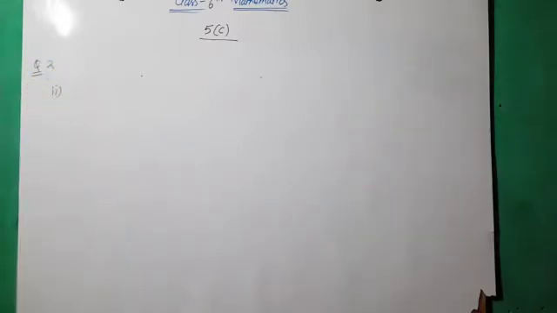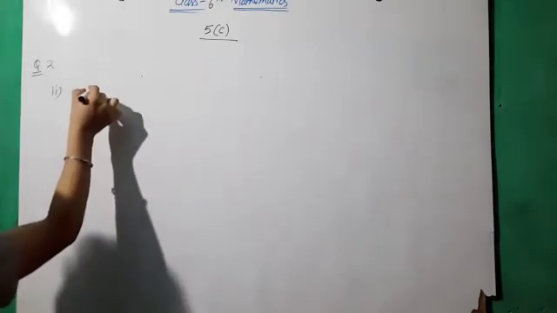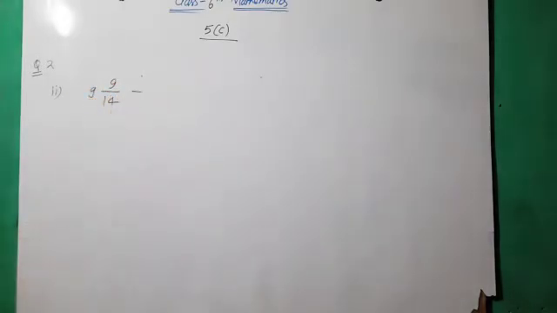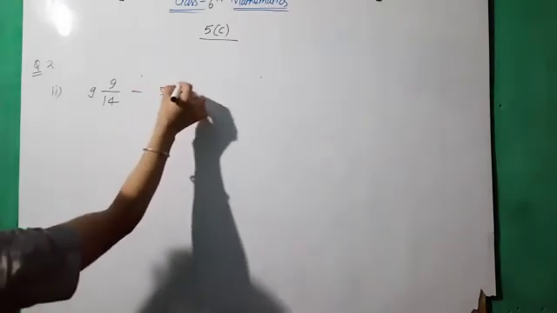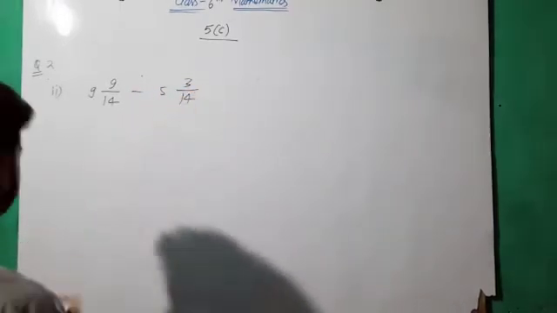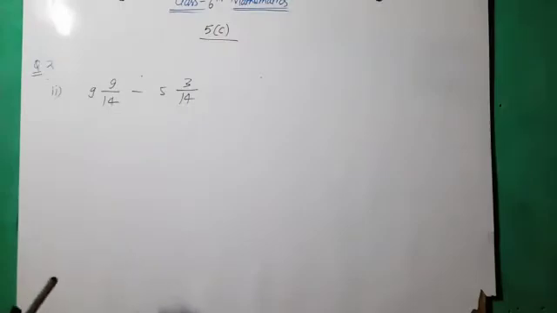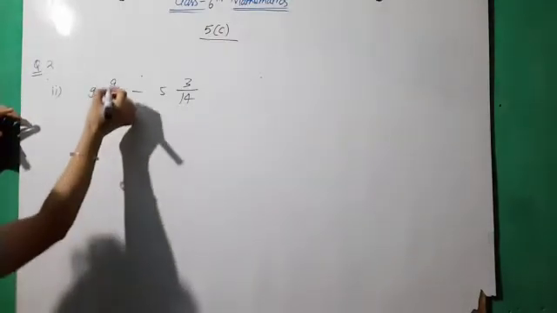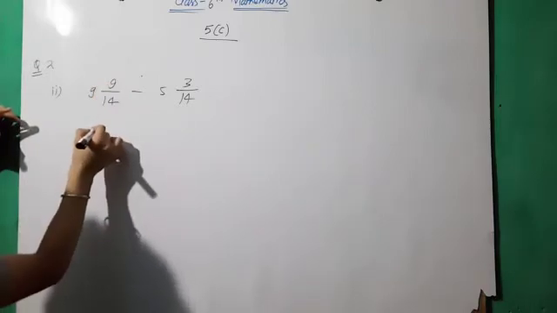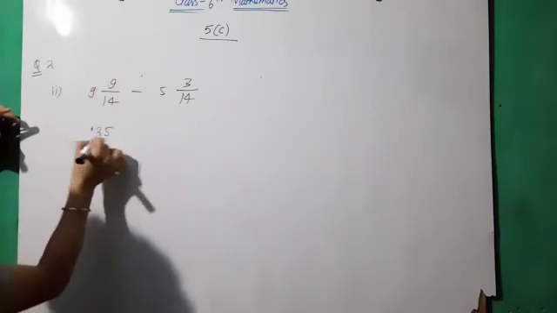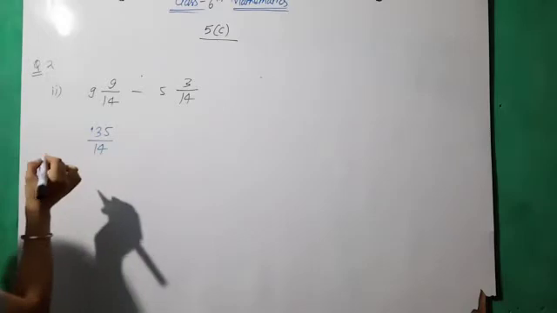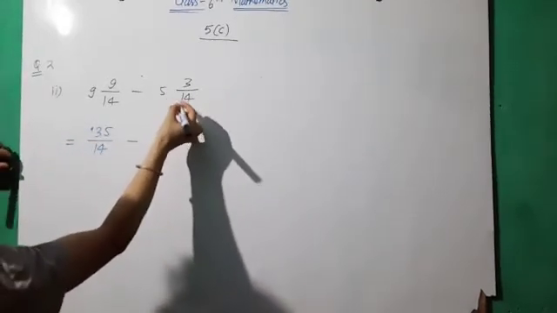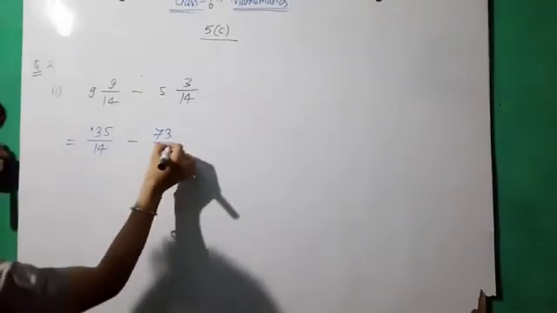9 9 by 14 minus 5 3 by 14. First of all, you have to change it. 14 times 9 is 126, 126 plus 9, that is 135 upon 14. Now 14 times 5 is 70. 70 plus 3, 73 upon 14.